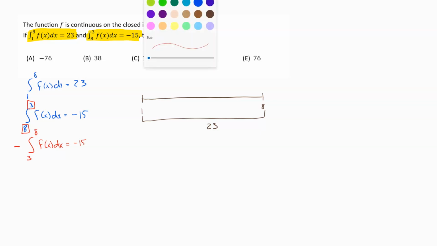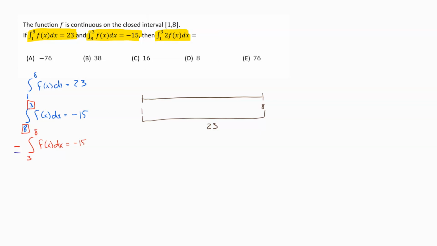If you do a little bit of quickie algebra, if I divide this side by negative 1 to cancel out that negative and divide this by negative 1, what I find is the integral from 3 to 8 of f of x dx is equal to positive 15. So I come in and lay that out on my number line. I say, okay, from 3 until 8 over here, I know that the value of this is equal to 15.